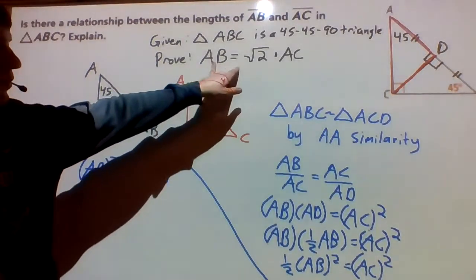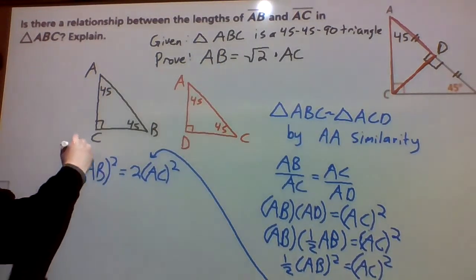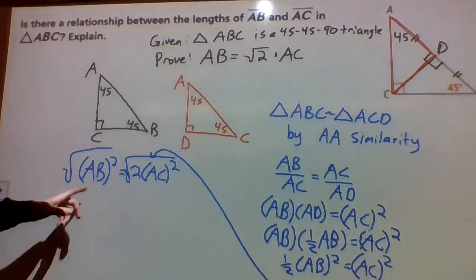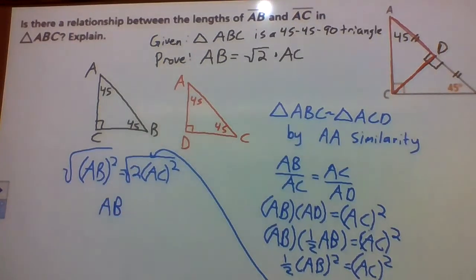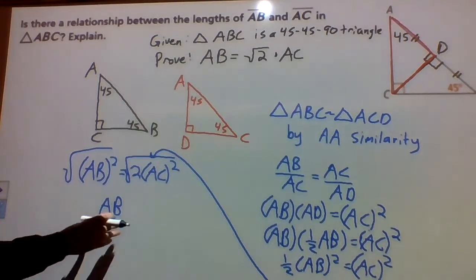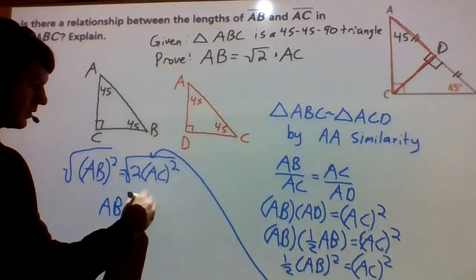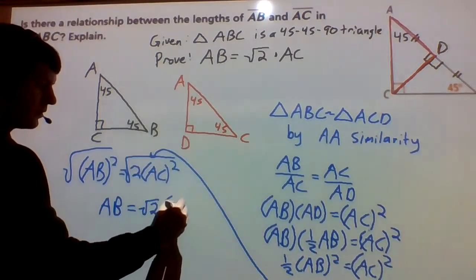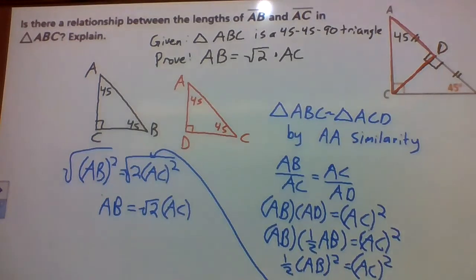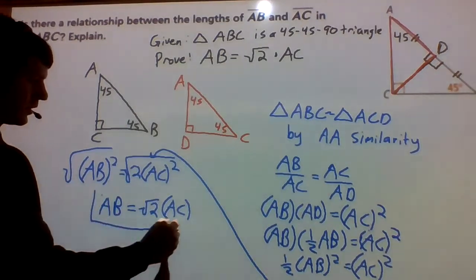And if we notice, we're trying to get AB by itself. So to get rid of the square here, we take the square root of both sides. The square root of AB squared is simply AB, really the absolute value of AB. AB equals the square root of 2, and the square root of AC squared is AC. We end up with AB equals square root of 2 times AC, what we were trying to prove.